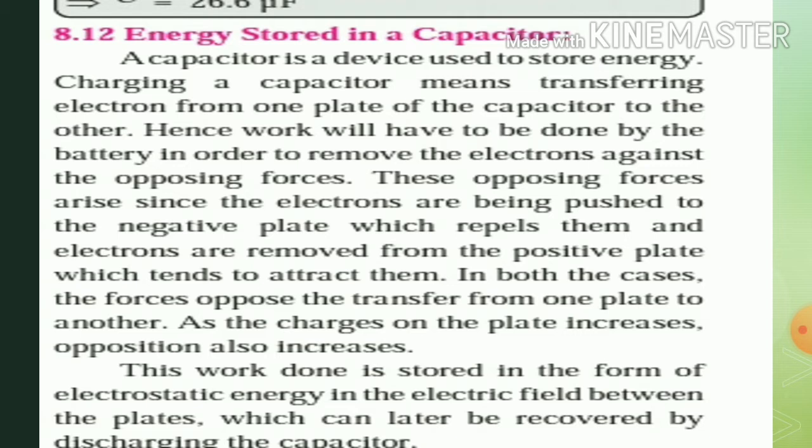Then the discharging or charging action of the capacitor or condenser depends on the electrostatic energy, the electrostatic energy depends on the work done, and the work done depends on the quantity of charge moved from one plate to the other plate. So all these terms are dependent on each other.